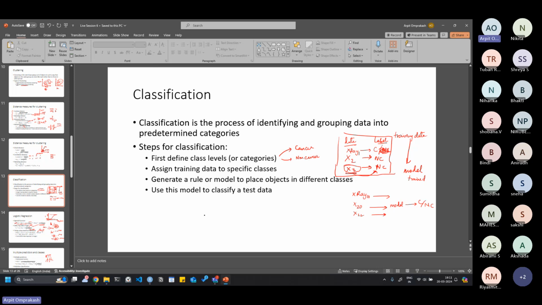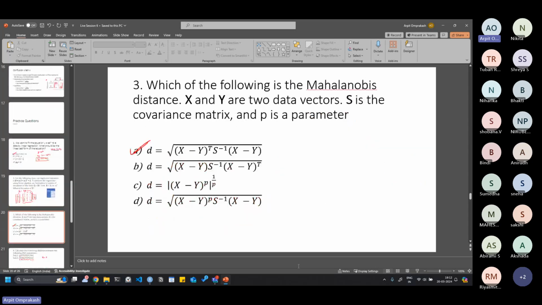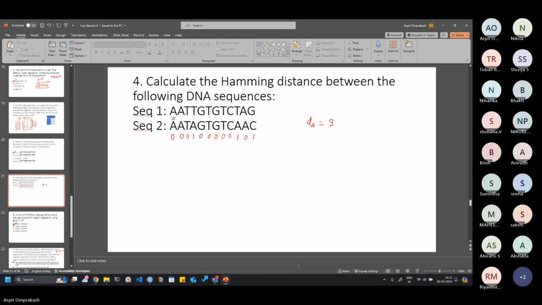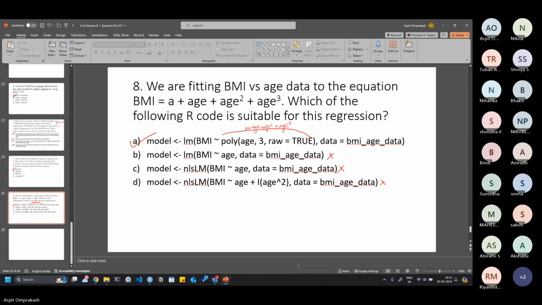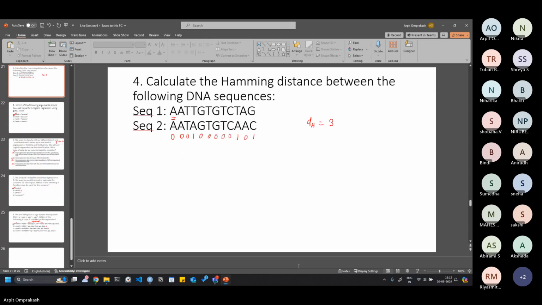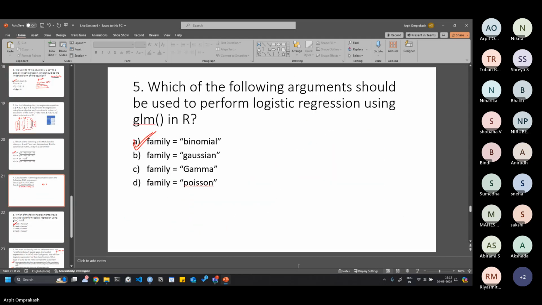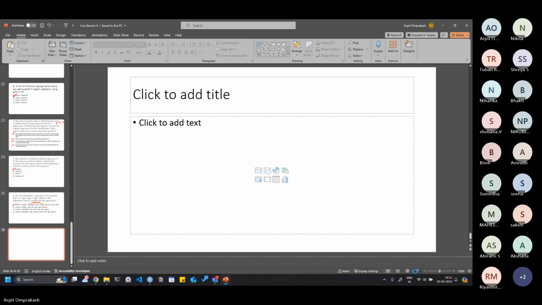Okay. Does anyone have any doubts till week 6, till what we have talked till now? Someone is typing. Sample question based on the distance measures. Okay.